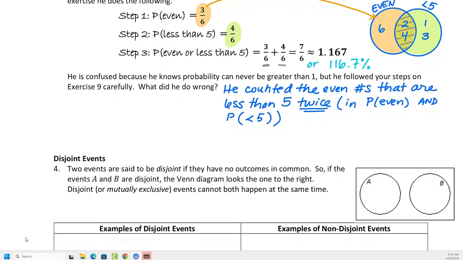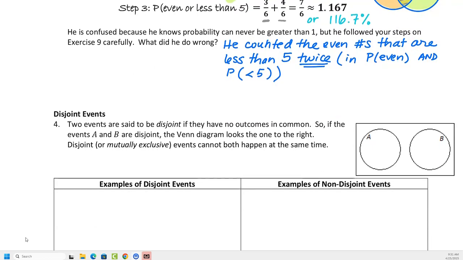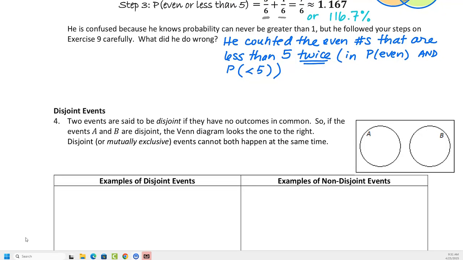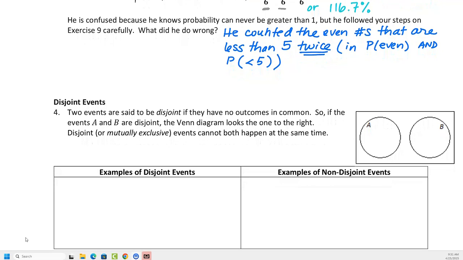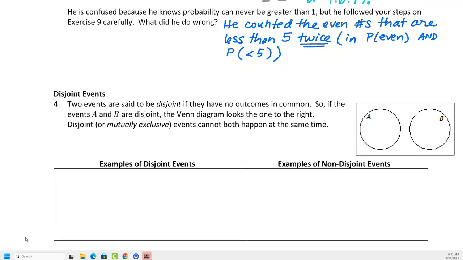So how would we correct that? Well, you would have to somehow remove those numbers from being counted twice, right? And we're going to talk about that. So let's continue on with our notes here. It says here in number 4, disjoint events. Disjoint events, we've talked about this. These 2 events are disjoint if they have no outcomes in common.